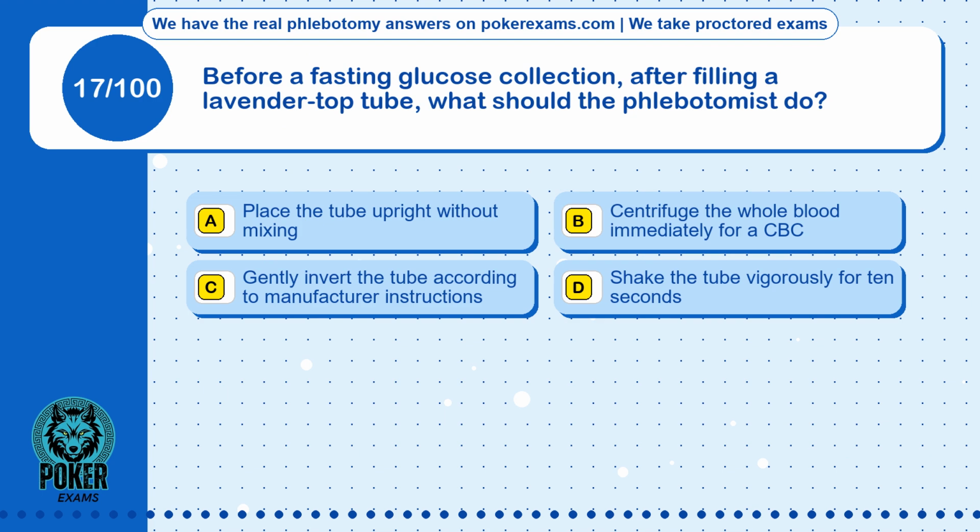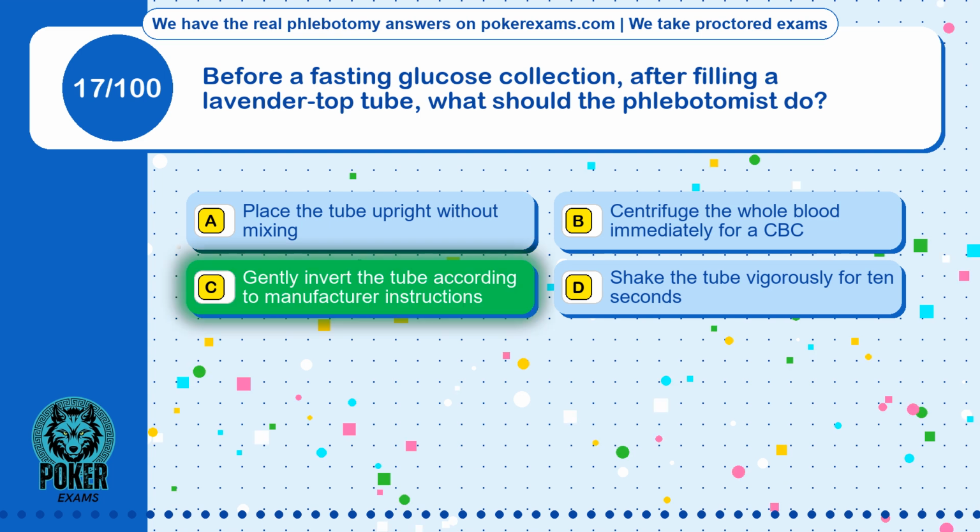Question 17. Before a fasting glucose collection, after filling a lavender top tube, what should the phlebotomist do? Option A, place the tube upright without mixing. Option B, centrifuge the whole blood immediately for a CBC. Option C, gently invert the tube according to manufacturer instructions. Option D, shake the tube vigorously for 10 seconds.